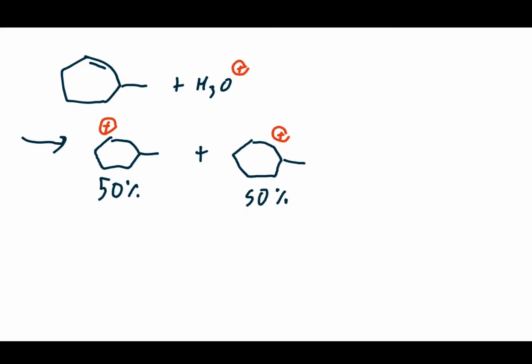Now remember that carbocations can rearrange. This one is done because rearrangements can only happen to adjacent carbons. And this carbon, this carbon, and this carbon are all equally substituted, so the cation is equally supported or stabilized. So it has no reason to rearrange.